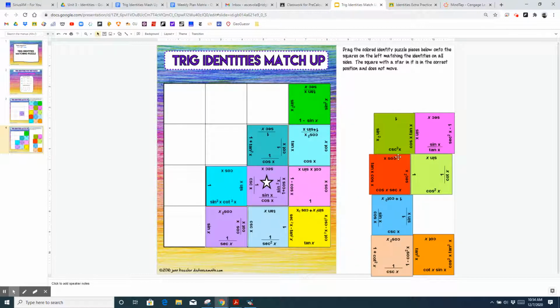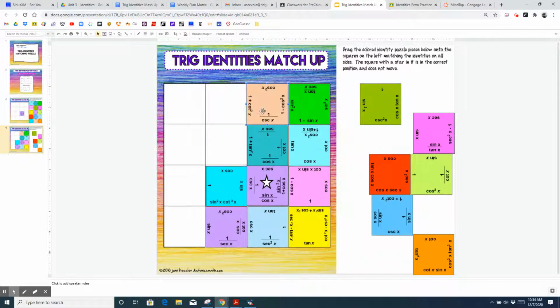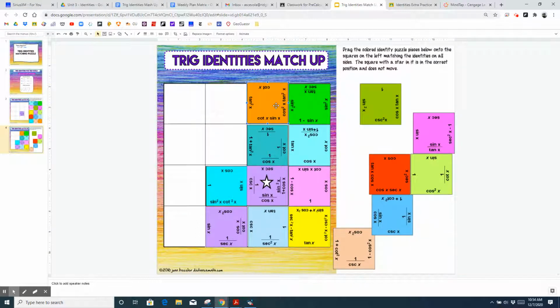All right. Now, sine squared could equal 1 minus cosine squared. So I see that, and I put that there, but the bottoms don't match up. So I've got to look for something else that's equal to sine squared. Well, I see this orange one right here: cosine squared times tangent squared is equal to sine squared, because tangent squared is equal to sine squared over cosine squared, so that would cancel out.